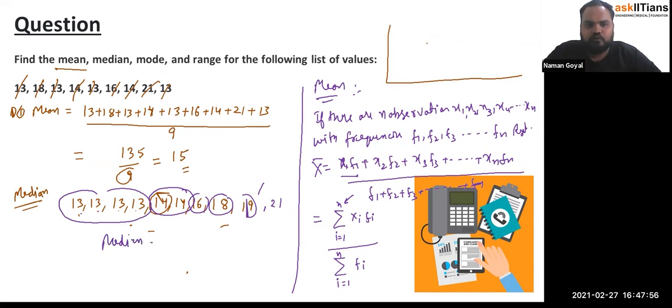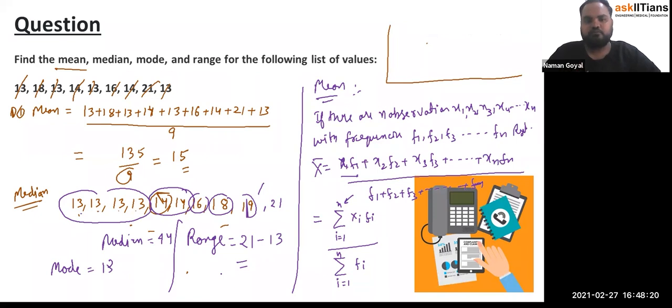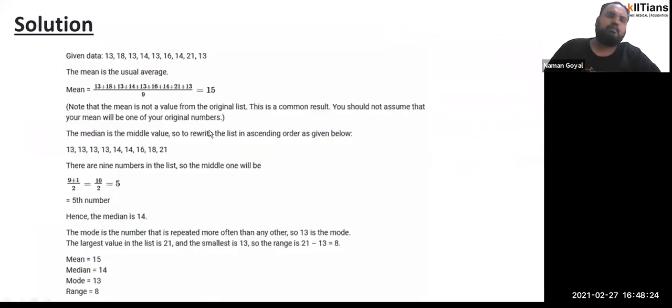But the mistake we made is that we did not write 21. So because 21 was not written, what happens? There will be a problem in the range. What will the mode be still? 13. The mode is now also 13. Okay. Now range. Range is what? Maximum minus minimum. So it will be 21 minus 13. 21 is maximum and 13 is minimum. So the range is now 8. Okay. Now, if you see this question, the solution is there.